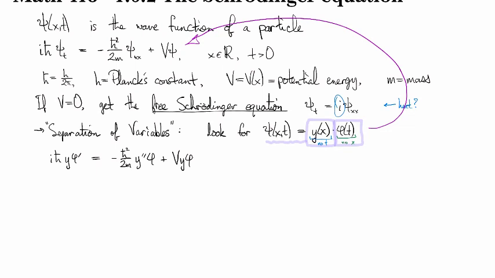Okay, and so here's where the magic comes in. If I divide this equation now by phi and psi, then on the left I have phi prime over phi, and on the right I have minus h bar squared over 2m, and then I'm going to have psi double prime over psi, and here I'm just going to have V.